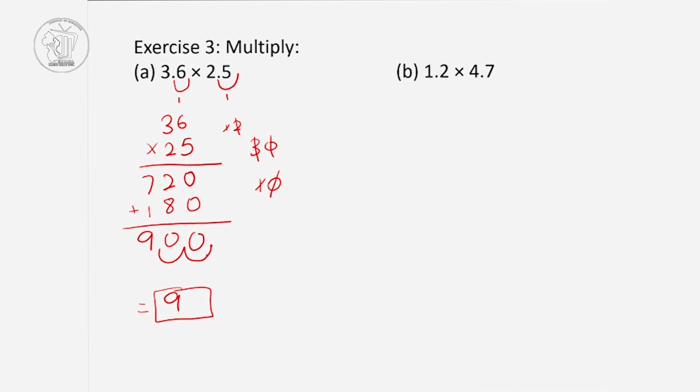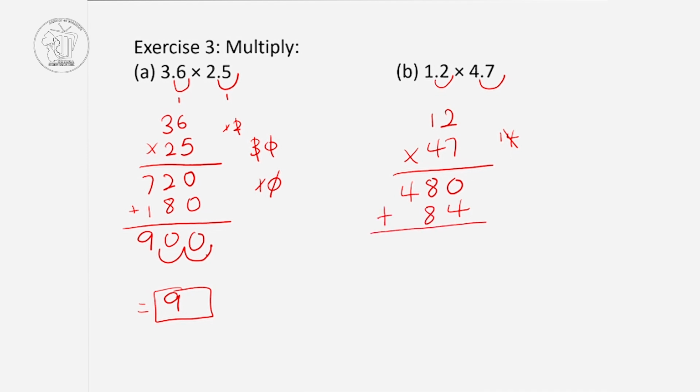We have 1.2 times 4.7. So you move the decimal point here, or you move it out here. So this would be 12 multiplied by 47. So we put the 0 here. 4 twos are 8. We put the 8 here. 4 times 1 would be 4. And then we use the 7 now to multiply. 7 twos are 14. 7 times 1 is 7. Plus 1 is 8. And then we add those two together.